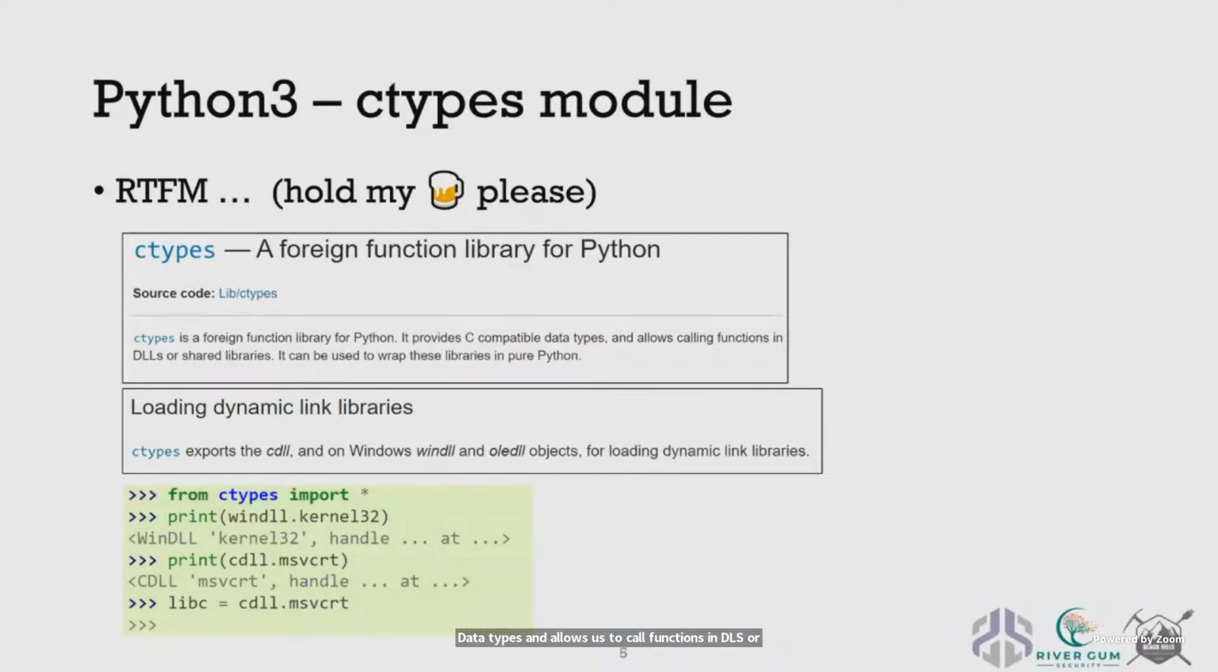Aha. Well, if this is the case, and you want to execute shellcode and get it into memory, then ctypes seems like the avenue that you need. In fact, ctypes exports a structure called CDLL, and on Windows, WinDLL and OleDLL objects for direct loading of dynamic libraries. Cool. So this is something that a lot of people don't know about, but it's really handy, right? Now, how would you know about that?